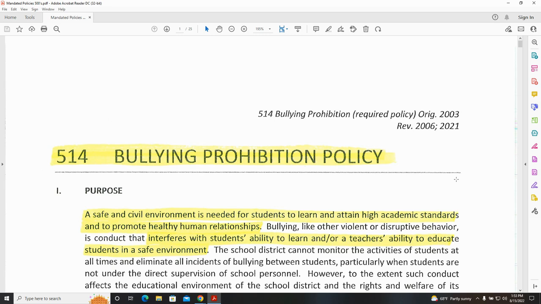Now, the number one policy that people probably refer to and that needs to get reviewed each year is number 514, the bullying prohibition policy. This is also in all student handbooks as well.